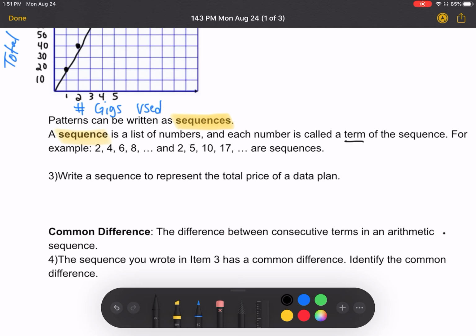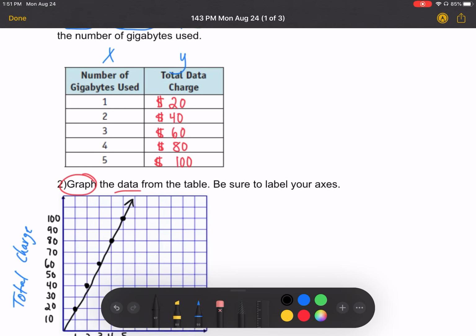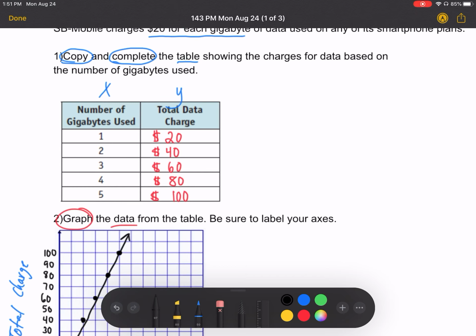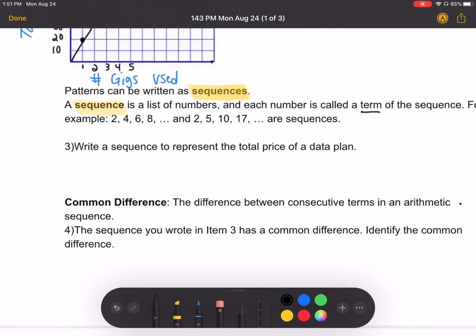Write a sequence to represent the total price of the data plan. So we're going to come up here, look at our price, and write a sequence for this section of our data. We're basically just going to list that out. So we're going to say 20, 40, 60, and then we'll say dot, dot, dot, which means the pattern could continue on.